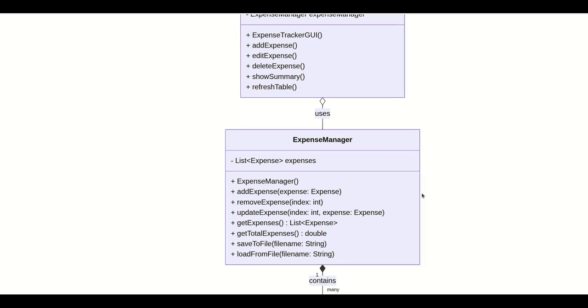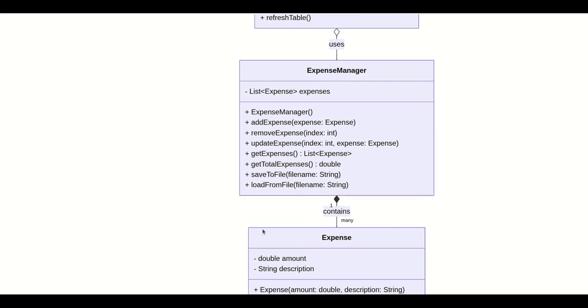Next, the Expense Manager class acts as a data handler. It maintains a list of expense objects and provides methods to add, remove, update, and retrieve expenses. Importantly, this class has been extended to include persistence methods like save to file and load from file. These methods serialize and deserialize the list of expenses to a file, allowing the data to be saved and reloaded between application runs. This addition keeps the GUI code simple while managing data saving and loading in one place.